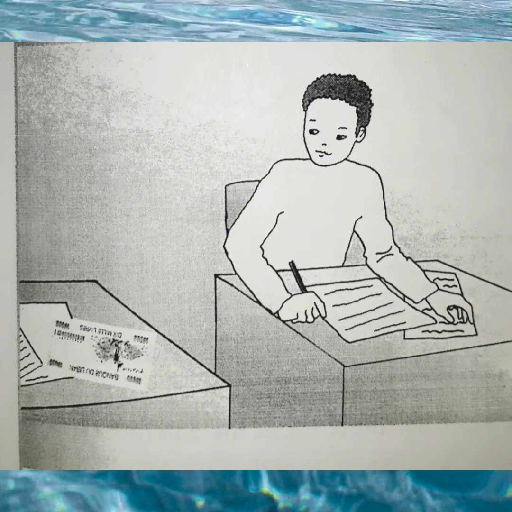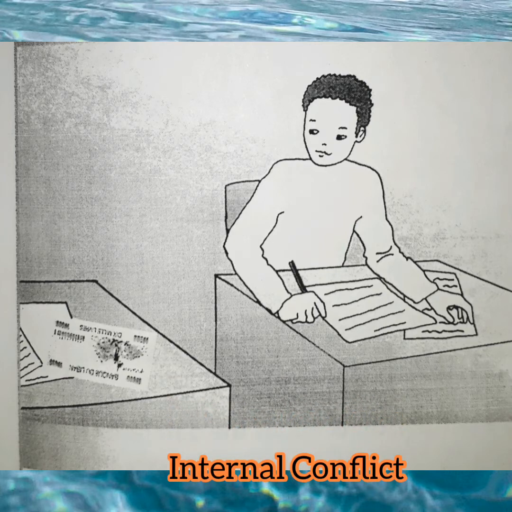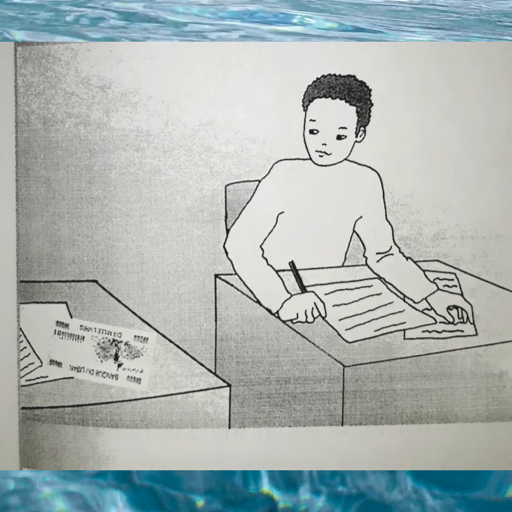What do you see? A boy or a student is looking at his assignments. Maybe he has many things to do and he is thinking, which homework should I solve first? He is confused. This is called an internal conflict. As we explained before, a conflict is a struggle or a problem.